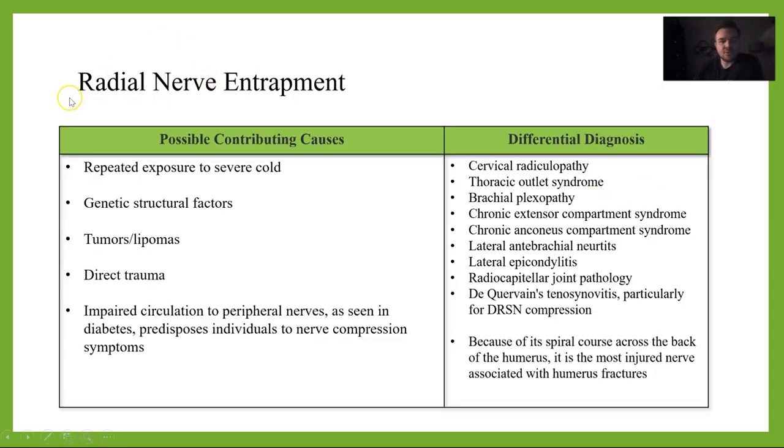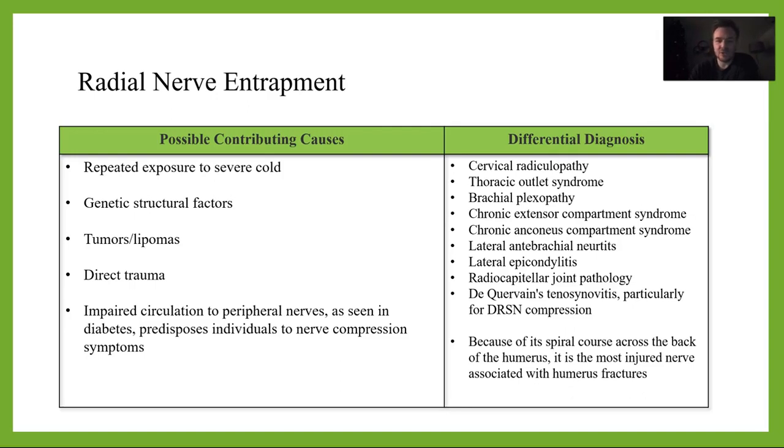Possible contributing causes include repeated exposure to severe cold. And so I don't have that up here in Minnesota. I wear a nice warm jacket, nice thick leather gloves. No radial nerve symptoms. But genetic structural factors, tumors or lipomas, direct trauma or blows to that area, impaired circulation of peripheral nerves, as seen in things like diabetes, may cause symptoms here.